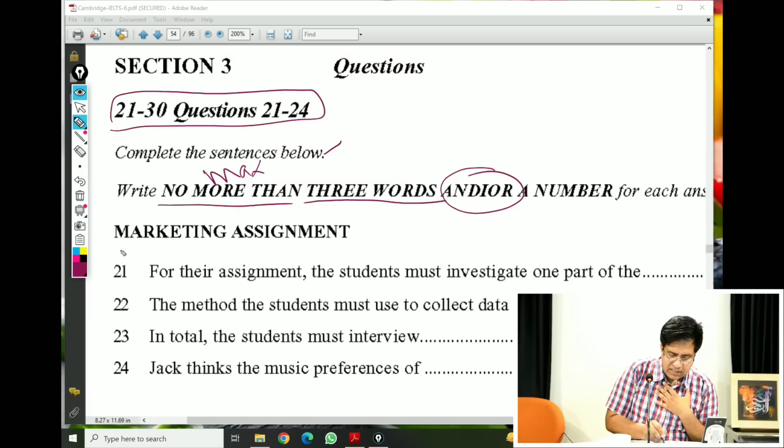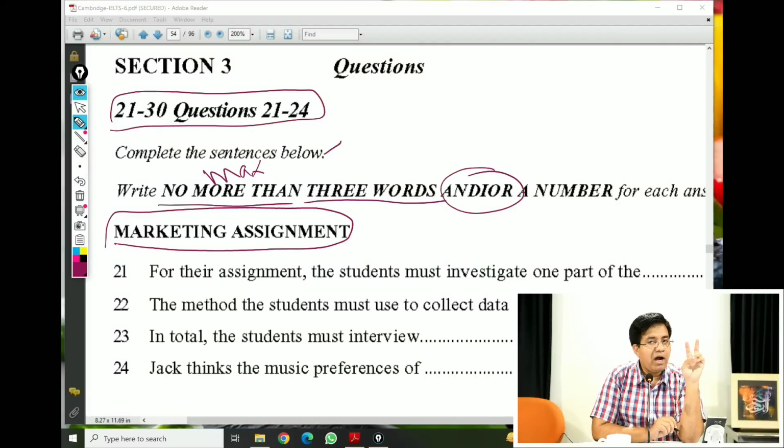Now, marketing assignment, and by the way, part 3 is always educational. Part 1 is social, part 2 is social, part 3 is educational. Part 4 is lecture, because you guys are going to study abroad, so you will attend lessons in English, not in local language, okay? So they actually check your ability, whether you can understand the lectures or not.